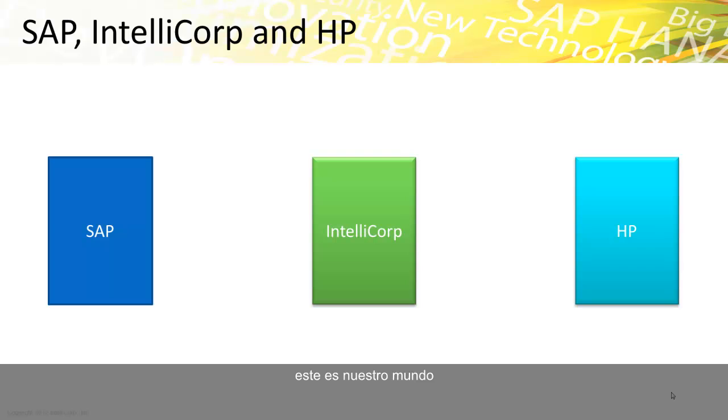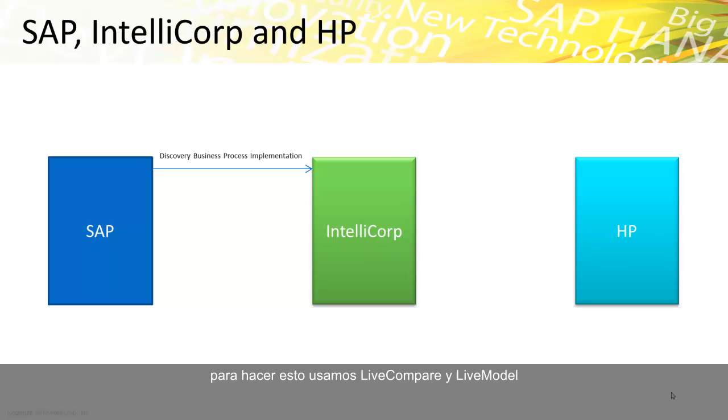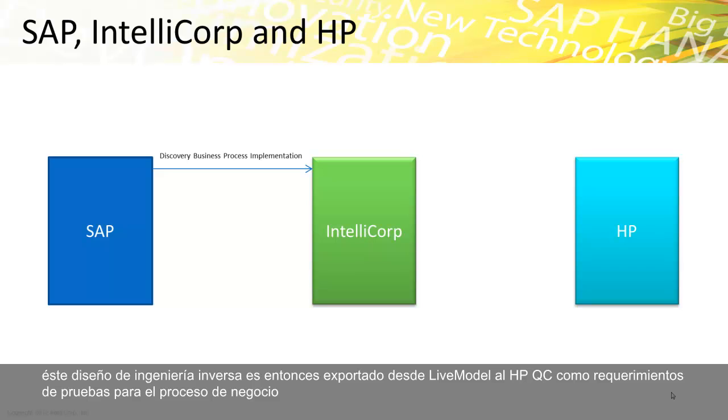So this is our world. We're running SAP, IntelliCorp's Live Compare and Live Model software, and HP ALM. The first step is to discover what's really going on in our SAP implementation from a business process perspective. To do that, we use both Live Compare and Live Model. Live Compare does the technical implementation analysis, and Live Model provides the business process context for the results. This reverse engineered design is then exported from Live Model to HP as business process test requirements.